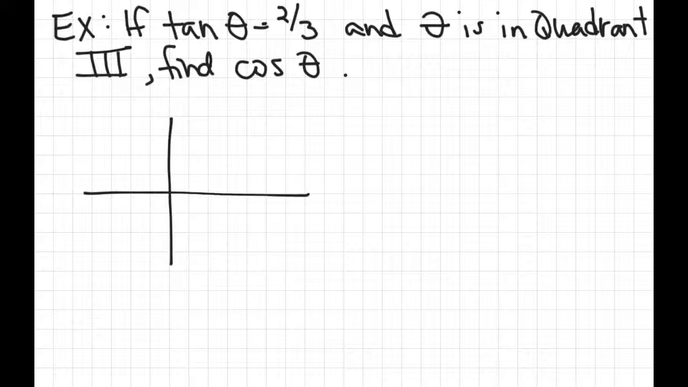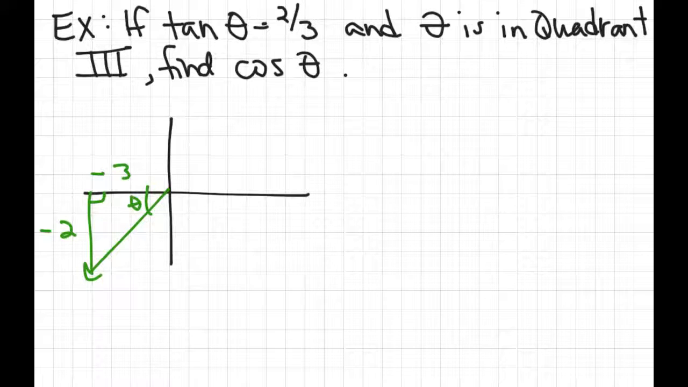Well, I know my terminal ray is in quadrant 3, so I'm going to draw it over here, and then I'm going to make my triangle. Here's the reference angle. If that's theta and tangent theta is 2/3, that means the side opposite is 2 and the side adjacent is 3. Now remember, this is in quadrant 3, so really these are both negatives. But when you have a negative divided by a negative, they become a positive.